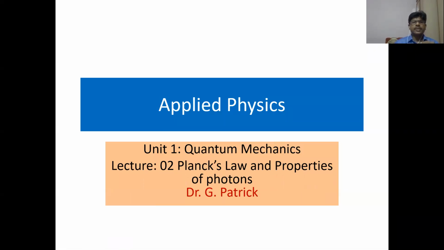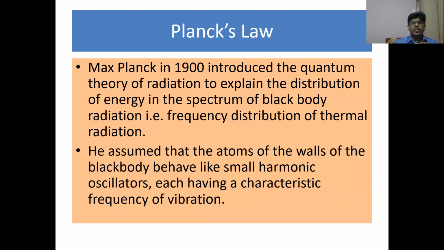This is lecture 2 of unit 1, quantum mechanics. Lecture 2 deals with Planck's law and properties of photon. To recollect back, in lecture 1 we have studied about black body and the spectrum of a black body. It is seen that classical mechanics could not explain the spectrum of a black body radiation. But it was Planck's law which could explain the spectrum of a black body. So, we shall first study what is this Planck's law.